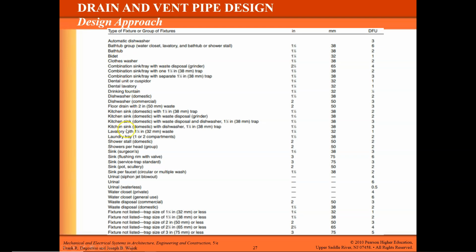Okay. And then lavatories. Let's see what we got for that. Lavatory, and there are 2 options there. Or no, there's just 1. Lavatory with 1¼ inch waste, it's calling. So since there's only 1 option there, we'll use it. We come across here, and there's 1 DFU for that.